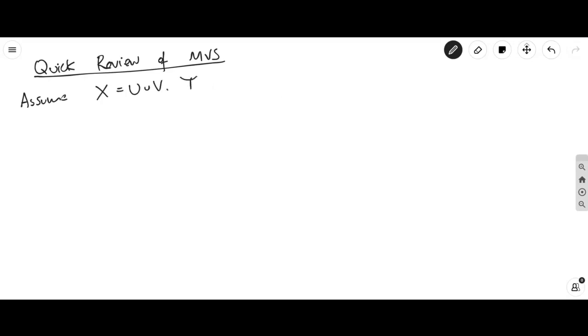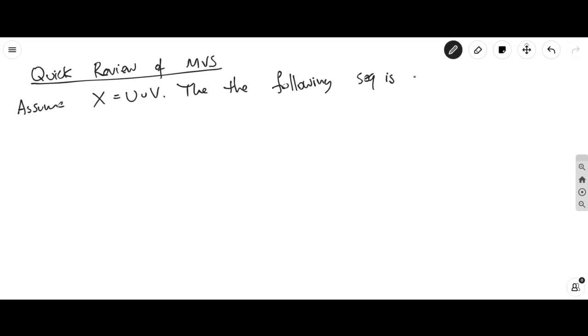So let's do a quick review of the Mayer-Vietoris sequence. We're going to assume that X has been written as a union of two open sets. Then the following sequence is exact. Exact means that the image of every incoming map is exactly equal to the kernel of the outgoing map. So this is the Mayer-Vietoris sequence.